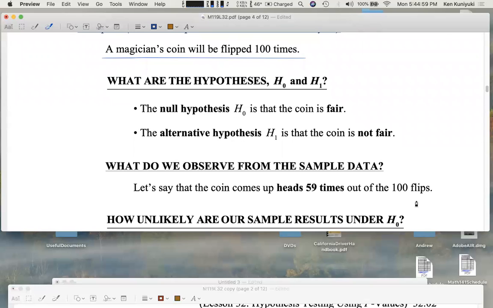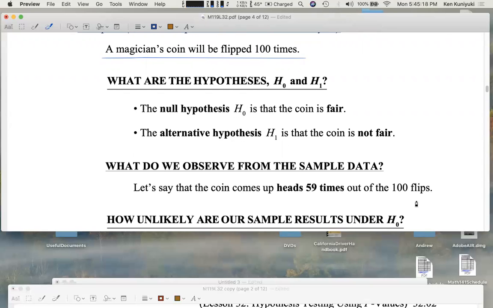Now, here's where the probability comes in. How unlikely are our sample results under the null? Well, now, a lot of students might say, well, I guess I'd calculate what's the probability of getting 59 heads out of 100 flips. What's the distribution, by the way? What is the distribution in play here?